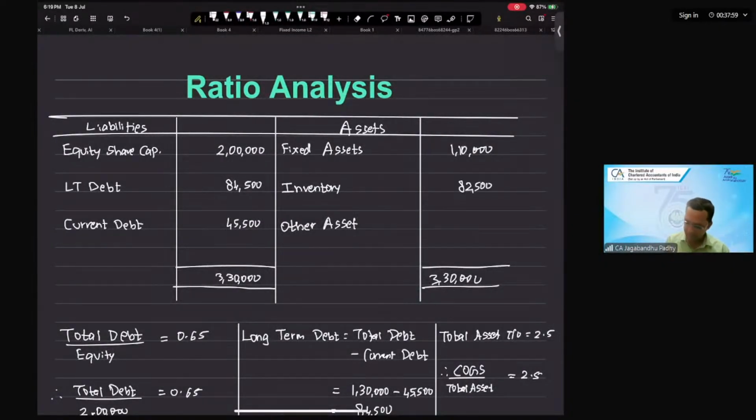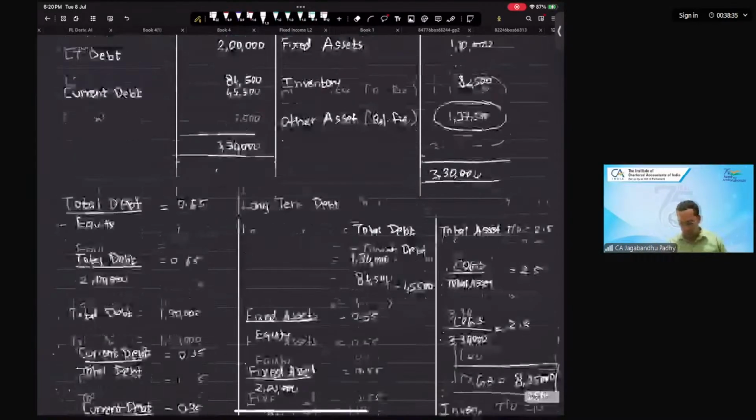Now we can definitely say other assets will be like a balancing figure. So the balancing figure is 3,30,000 minus 1,10,000 minus 82,500, which is 1,37,500. Okay. That's the balancing figure, which we can definitely say as the other assets part. So that's how we got the solution for this particular question.